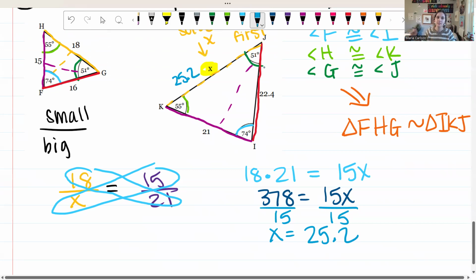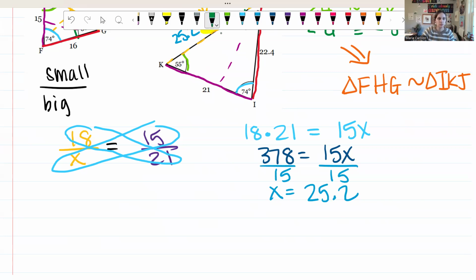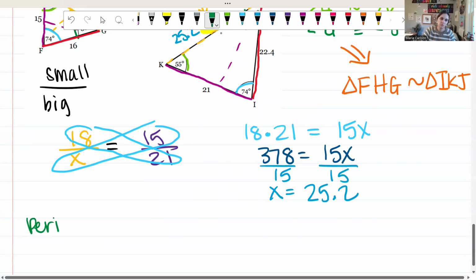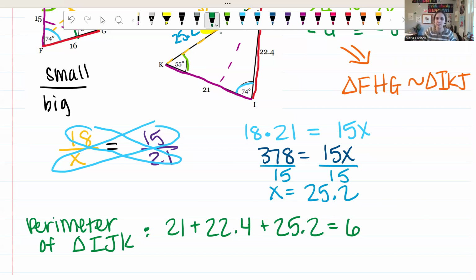That is really side JK. If I want to find the perimeter of triangle IJK, like the problem asks us to, we need to add all three sides. So I need to add up 21 plus the side that's 22.4 plus the side that's 25.2. And when we add these sides together, we get a perimeter of 68.6.